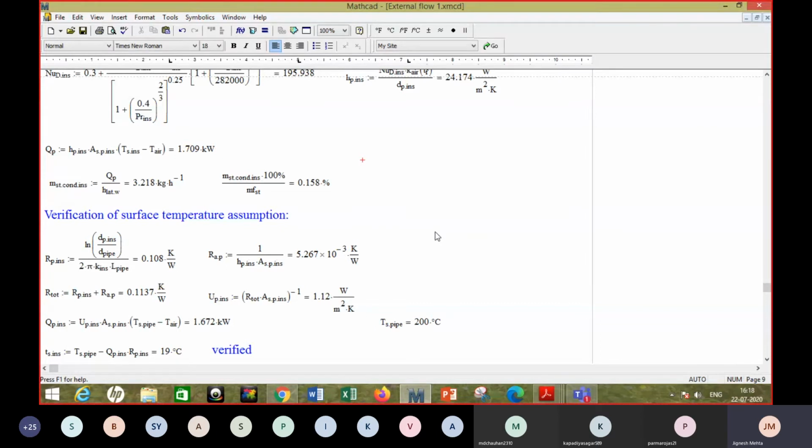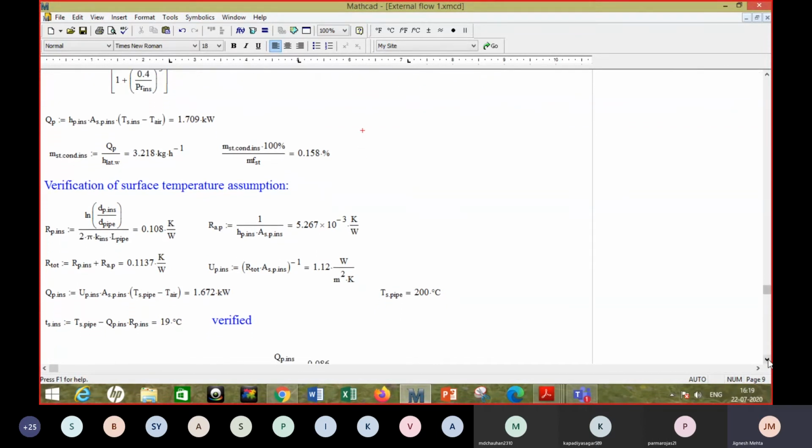So cylinder in cross flow. Right. Okay. And here, whatever assumption was made, I have just verified, or rather, I have done it by trial and error method. This is not part of the example. Be very clear about that. So if you don't understand this part, don't worry at all. All right.